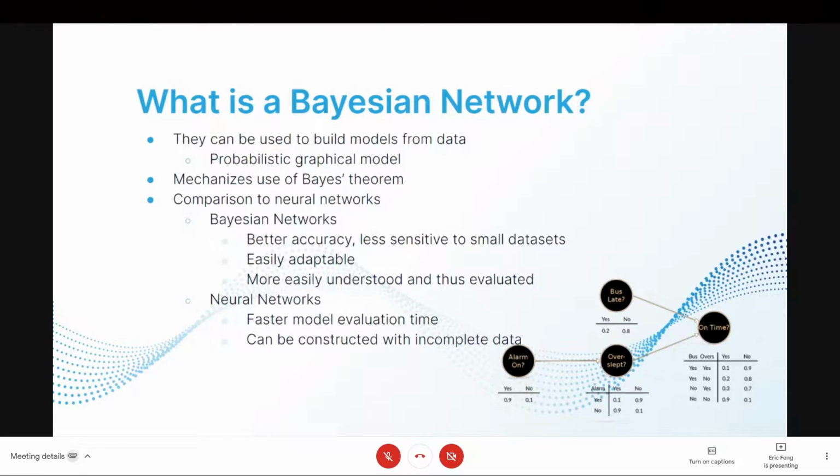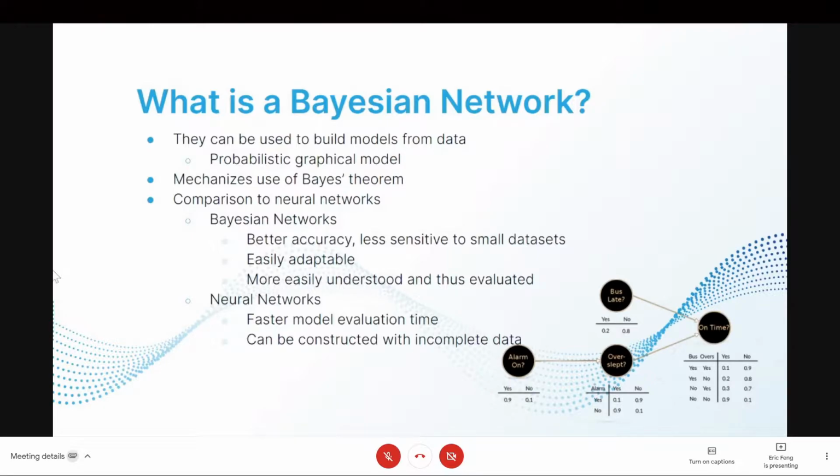It's also more easily understood and thus evaluated because, as you can see in the bottom right, it was very easy to understand what this figure was doing. Of course, not all models will be as simple as this, but it's much easier to understand them than a bunch of weights like in a neural network. And the labels on this help a lot with that. Also, you don't need to know multivariable calculus to understand it.